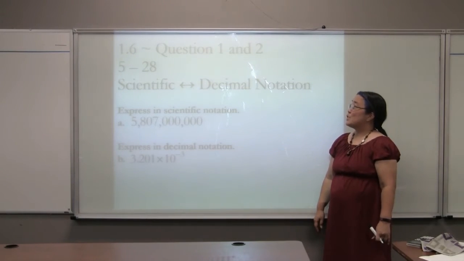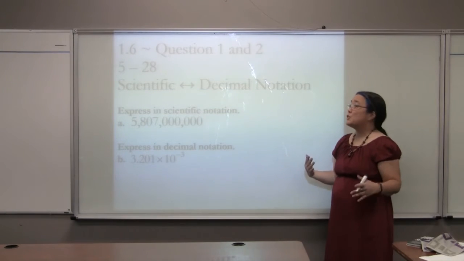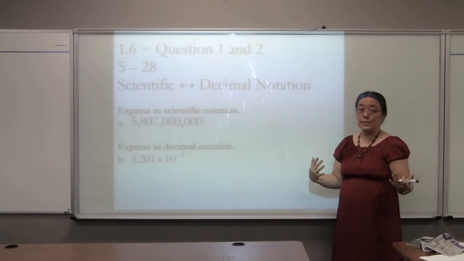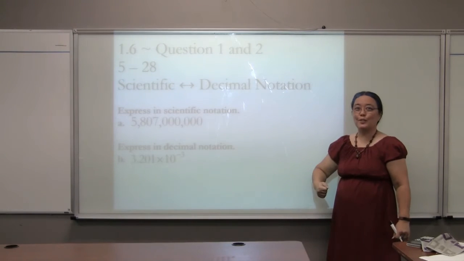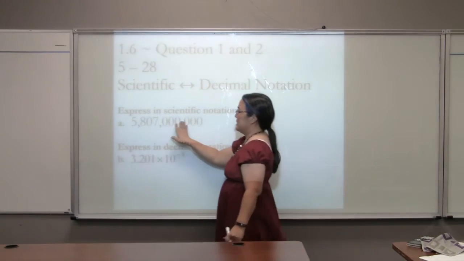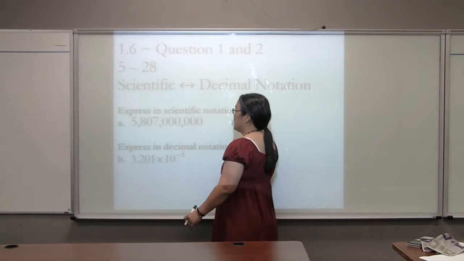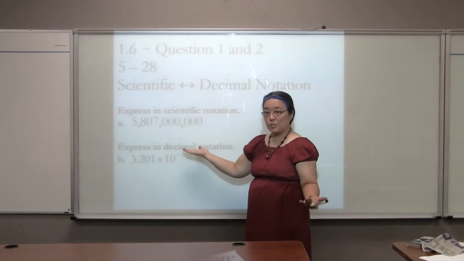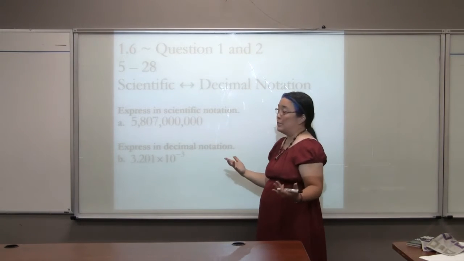Chapter 1, Section 6, Questions 1 and 2. Questions 1 and 2 will be changing from scientific notation to decimal notation. Decimal notation is regular numbers. So, this is a regular number. We're going to change it into scientific notation. The purpose of scientific notation is to take a number that is extremely long and hopefully make it shorter.